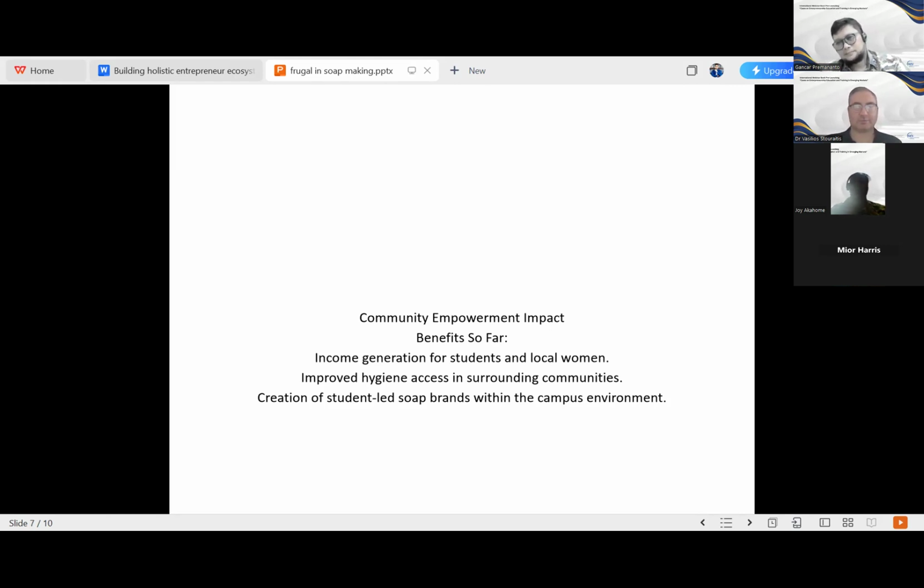Okay, so we have the impact of community empowerment, how the community has been impacted. You can empower the community with this soap making opportunity. So the soap making has benefited the community in generating income for the students and also for the local people, residents in the community. And it has also helped in improving their hygiene access around the community as well.